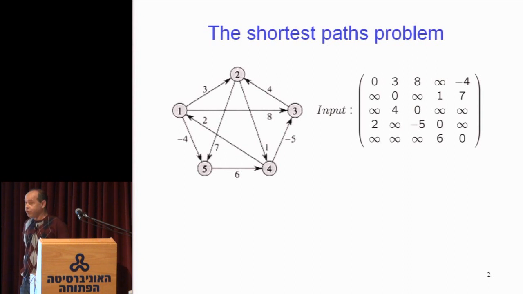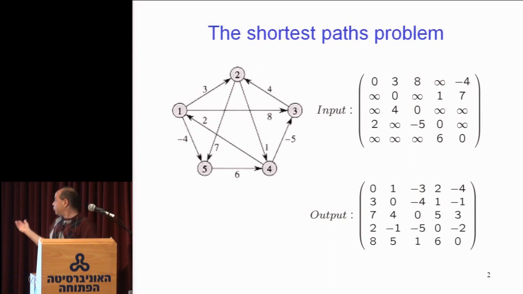It could be a directed graph, so the metric need not be symmetric. And we put infinity if there is no edge from I to J. And what we want is for certain pairs of the vertices to compute the shortest path connecting them. In particular, I would like to compute the distance between certain pairs of vertices.